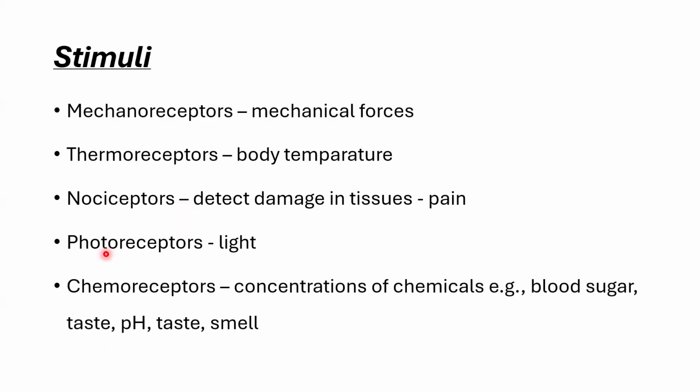And the last one is chemoreceptors. These check the concentrations of various chemicals: blood sugar, taste, pH, smell, osmolality. All of those are actually chemoreceptors. They check the concentration of chemicals, the concentration of metabolites within the body. Through that, they enable the body to regulate blood pressure, blood glucose, taste, smell, and other things.